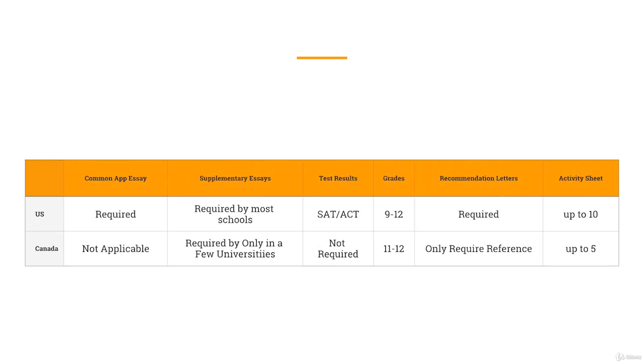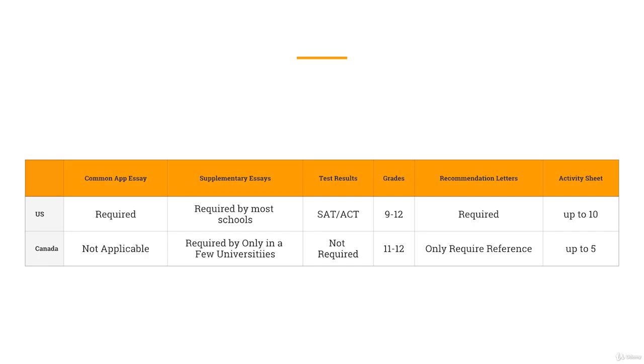In terms of the application requirements, there are huge differences. Generally speaking, applying to Canadian universities is less complicated than to the US colleges, as the application to Canadian universities requires less material to be submitted. First of all, there is no common application essay for Canadian universities. As I said, universities in Canada use their own application portals, and unlike the US colleges, most of which will also require a supplementary application, only a few Canadian universities will require applicants to submit supplementary applications.